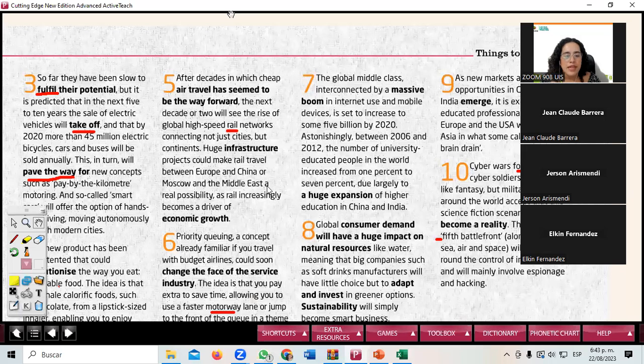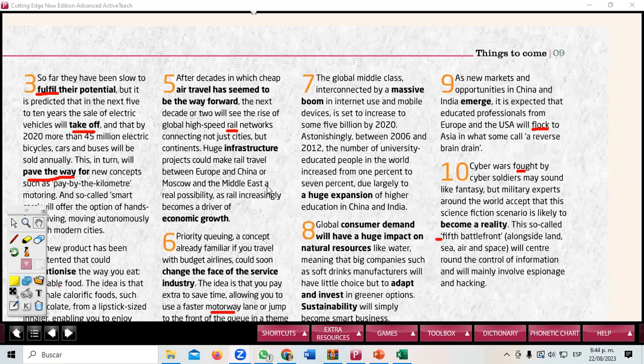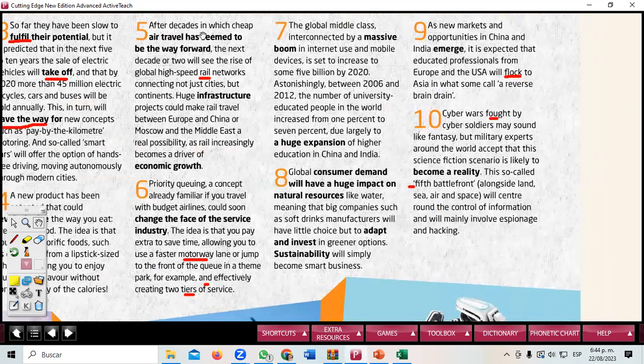Okay, now let's continue with number 7. Continue, Jose. Teacher, the global middle class, interconnected by a massive boom in internet use and mobile devices, is set to increase to some 5 billion by 2020. Astonishingly, between 2006 and 2012, the number of university educated people in the world increased from 1% to 7%, due largely to a huge expansion of higher education in China and India. All right, so we are talking about the global middle class numbers. Number 8, Julian.